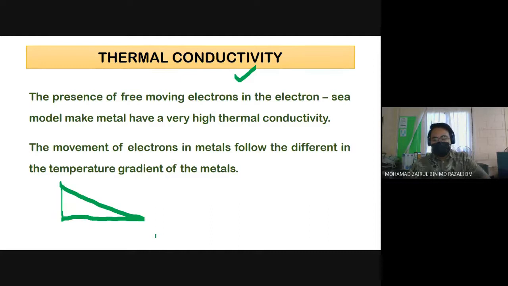Sebab for the case yang awak pegang sudu panas tu, tangan awak itu adalah yang lower temperature. Sudu itu adalah yang higher temperature. Dan haba itu akan bergerak daripada higher temperature to lower temperature sebabkan adanya sea of electron yang akan carry heat tu. Okay, boleh ni?